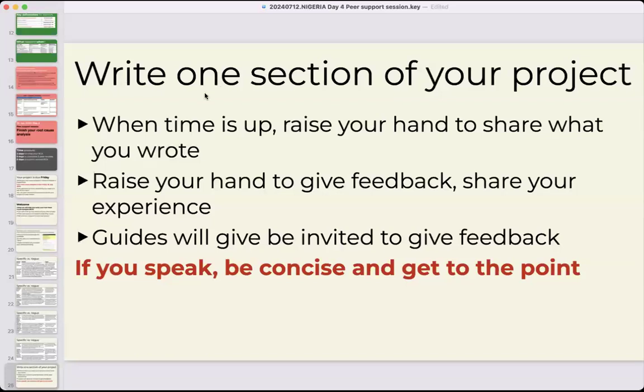I just want to say what I want you to do now is to write one section of your project. And that one section, if you have not yet done your root cause analysis, take a piece of paper, as I told you, and start answering the 5 whys using the guidance document I shared in the chat. I can just share it with you again. So you identify your challenge and then you start doing your root cause analysis by writing the 5 whys. So I've put the document again for you in the chat. And we are going to be asking you in about 15 minutes to read what you have written so that you can get feedback from your peers and from our guides that are in the room.